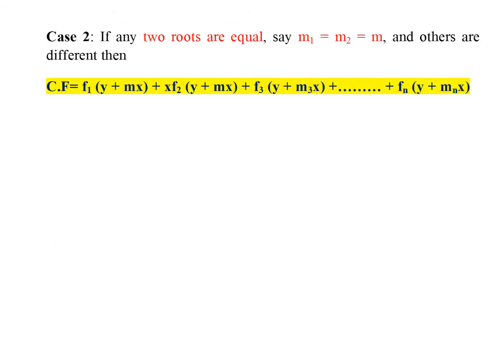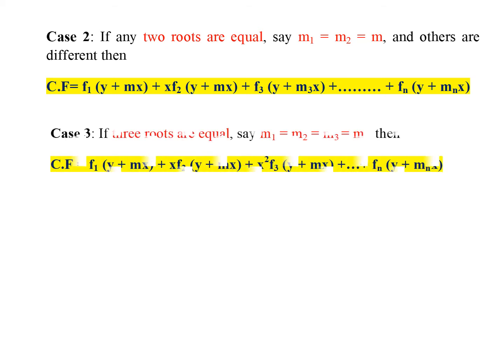Second case: suppose two roots are same, say m1 equal to m2. In that case, the complementary function will be f1(y + mx) plus, since you are repeating it, you have to put an x in front, x f2(y + mx), plus of course the next terms continue. Now the third case: suppose your root is repeated 3 times. Then the first term will be f1(y + mx), plus when you repeat you have to put one x, and the third time when you are repeating the same term you have to put x squared, and it continues like that.